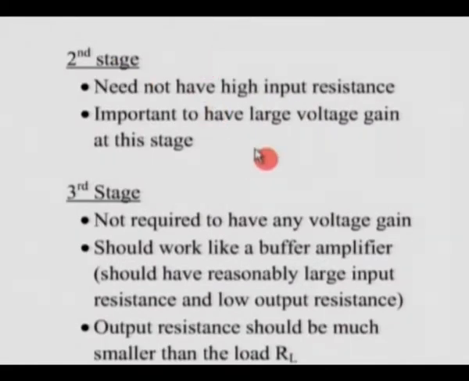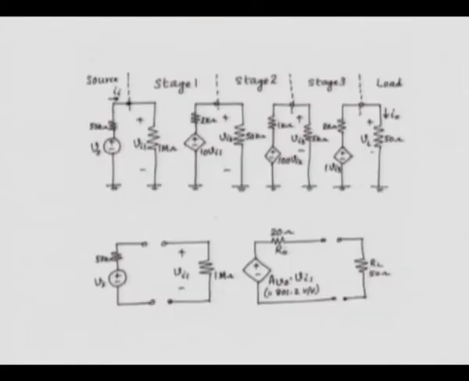Coming to the second stage, it need not have high input resistance, but it must have large voltage gain. Coming to the third stage, it is not required to have any voltage gain, but it should work like a buffer amplifier. So, it should have reasonably high input resistance and definitely low output resistance, and the output resistance must be much smaller than the load. So, this is what we saw from the amplifier.